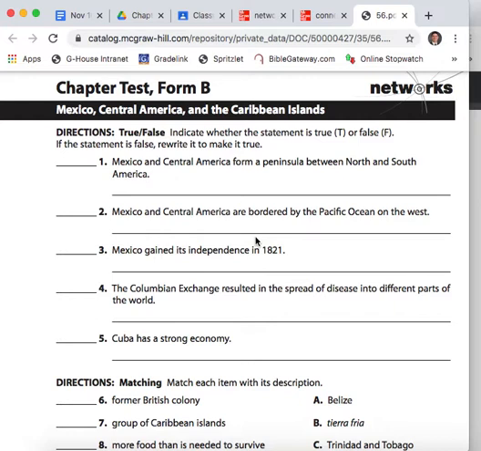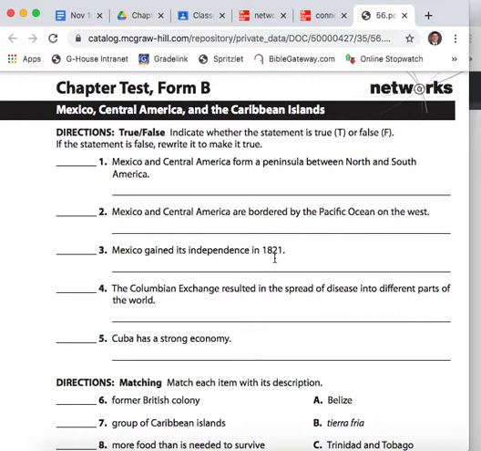Number two, Mexico and Central America are bordered by the Pacific Ocean on the west. That's true. Number three, Mexico gained its independence in 1821. If you had to go back and check in the historical lesson, lesson 2 from the section, that would be true. Number four, the Columbian Exchange resulted in spread of disease into different parts of the world.